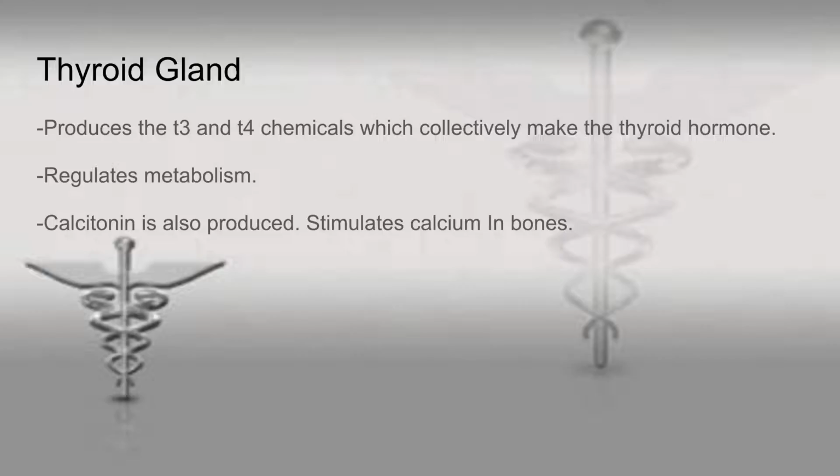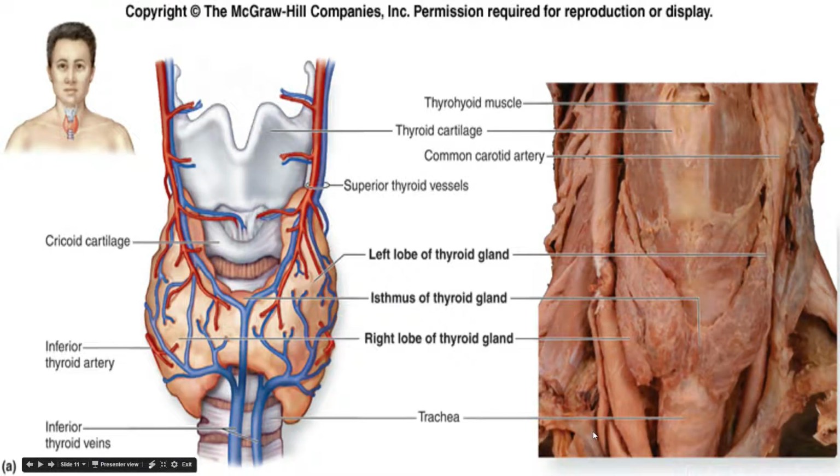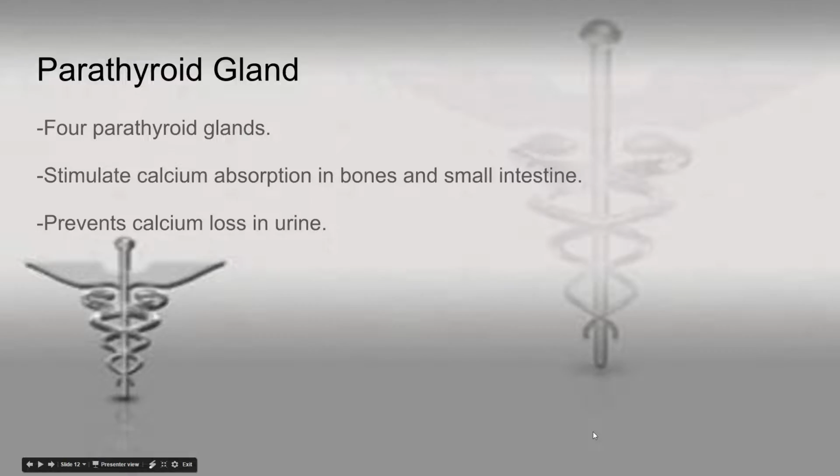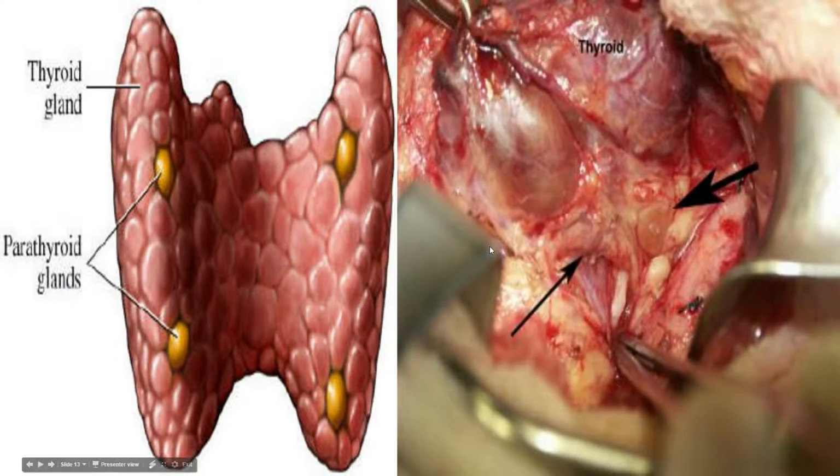The parathyroid gland is the next gland. Their function is to stimulate both the reabsorption of calcium from the bone and the absorption of calcium in the small intestines and prevent the loss of calcium in urine. Here are some pictures of the thyroid gland, parathyroid glands, and the thyroid gland, I guess, is right here.